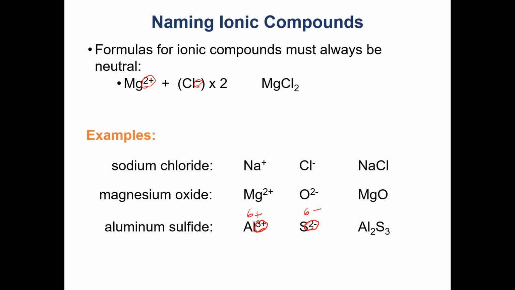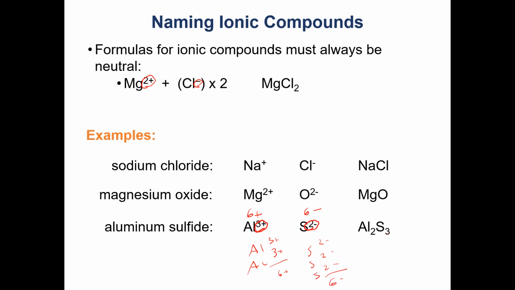Well, 3 goes into 6 twice, which means that I'm going to need 2 aluminums, because if I have 2 aluminums that each have a 3 positive charge on them, that adds up to 6 positive. And then if I'm trying to get 6 negative, 2 divides into 6 3 times. So if I have 3 sulfurs that each have a 2 negative charge on them, I end up with 6 negative. So that means I would need 2 aluminums and 3 sulfurs to make this compound neutral.